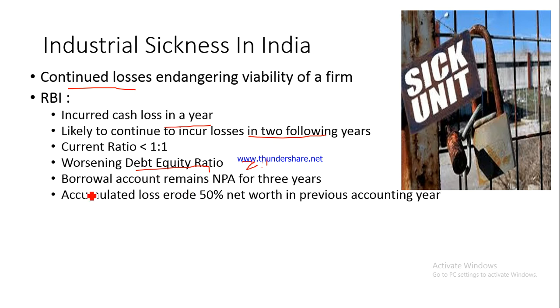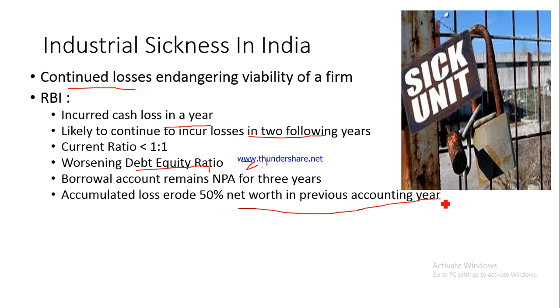And if the accumulated loss erodes 50% of the net worth in the previous accounting year, what do we mean by this? Net worth is the net value of all your assets, right? And if the losses are so high that the value of these losses is much more than half of the value of the overall worth of the industry, then this is considered to be a case of industrial sickness.